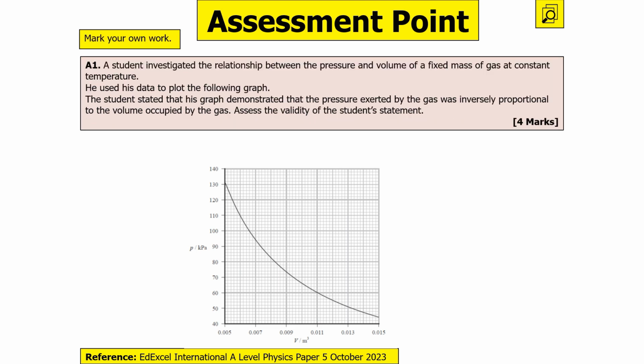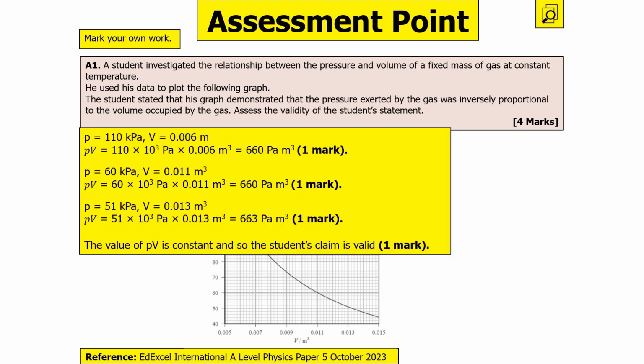Right, so what you want to do is, if they are in fact inversely proportional, you should be multiplying the values of the y-axis and the x-axis, so find the points where they intersect, the coordinates of the line, and then they should all equal the same value. So when p equals 110, v equals 0.006, so you can times together to get 660. Next, further down, when p equals 60, v equals 0.011, so therefore it's 660 again. And then when p equals 51, v equals 0.013, multiply them together, 663. So the product of the two numbers is constant, so therefore inverse proportionality is proven. Again, you should be doing at least 3 values to show that.